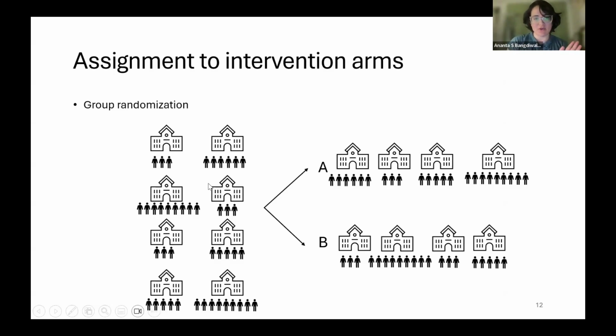Here I've represented a school. Maybe this school has 3 people who are going to participate, this school has 6, etc. And in that case, each of these communities is going to be randomized to one of the intervention arms. So the unit of randomization is the cluster, the community, the school, but the unit of analysis is the patient.